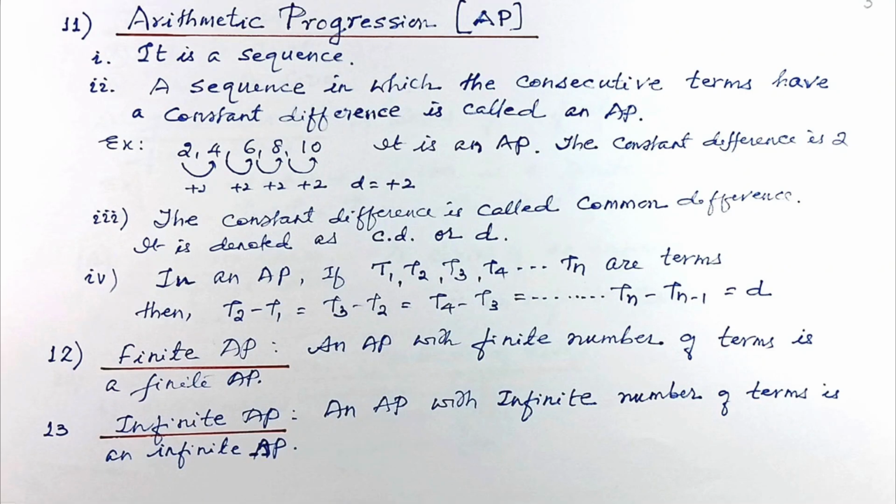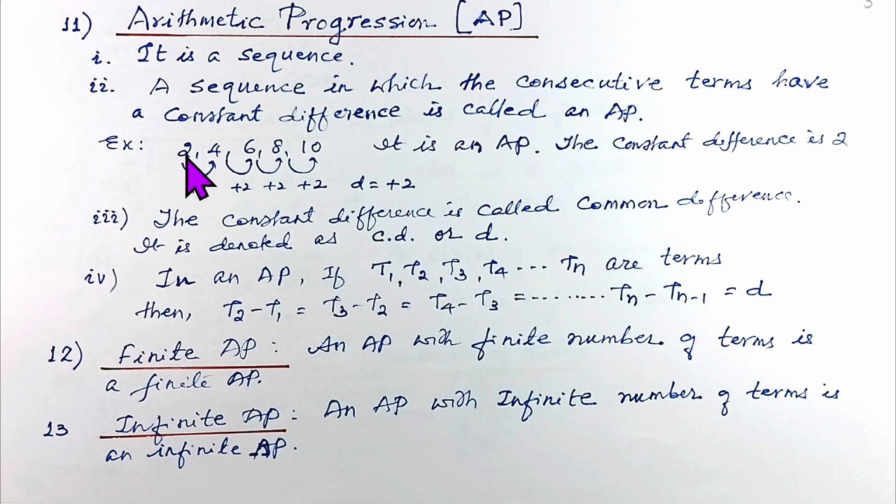In this part, we'll be learning about a sequence known as arithmetic progression. So what is an arithmetic progression? First of all, arithmetic progression is a numbers pattern. It is a sequence. What type of sequence? A sequence in which the consecutive terms have a constant difference is called an arithmetic progression.